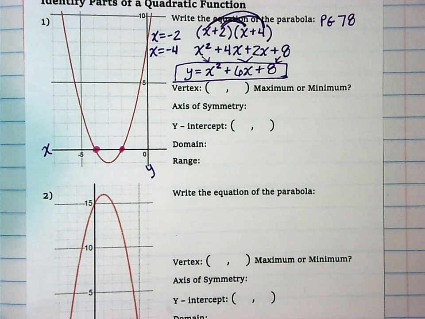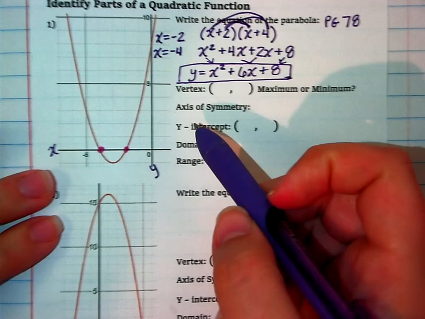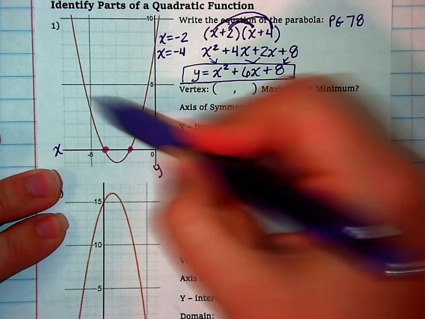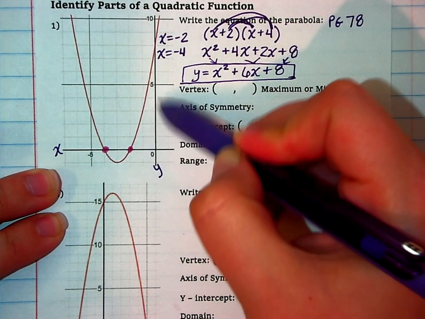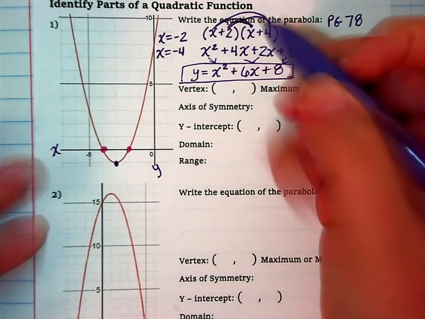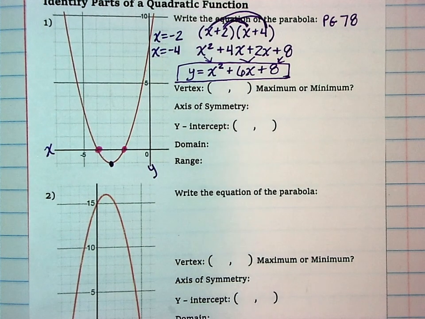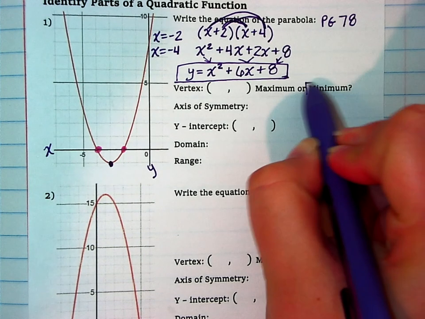Okay, the vertex. The vertex is either a maximum or a minimum. So our vertex is right here where the parabola changes direction. It's going down and then goes back up. So this is our vertex here. So is that a maximum or a minimum? Is it the highest point, maximum, or the lowest point, minimum? Yes, very good. This is a minimum.